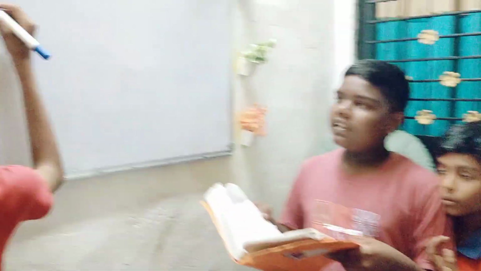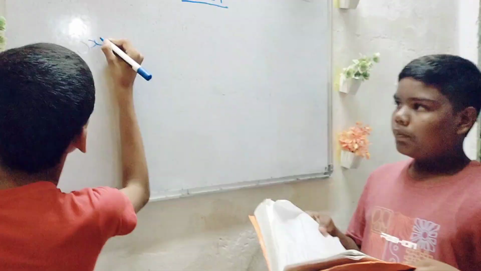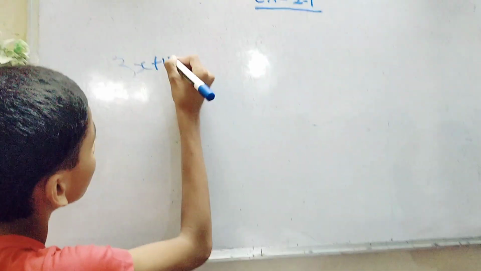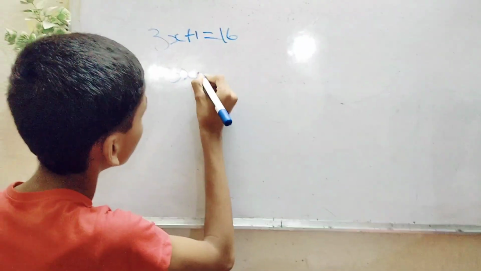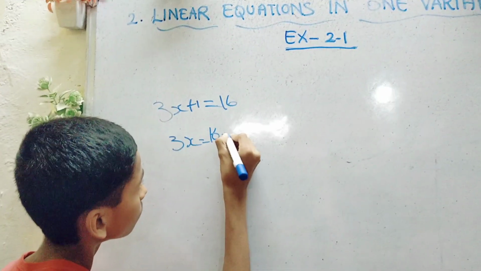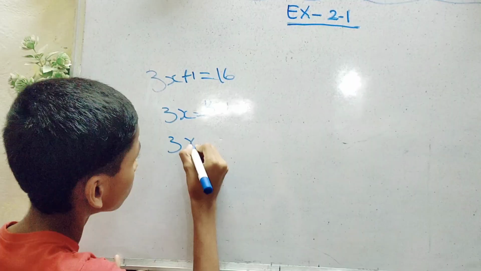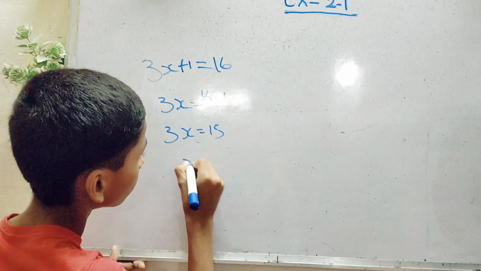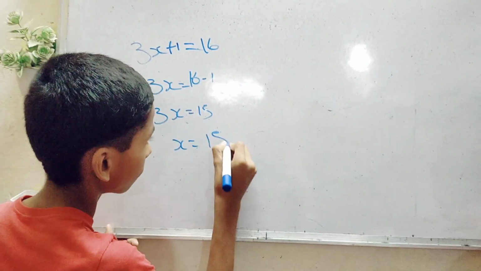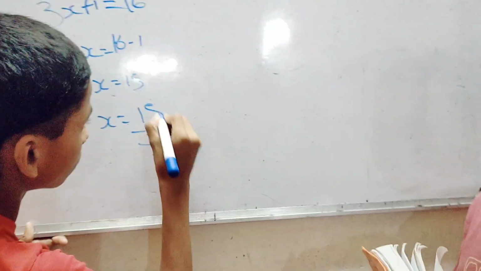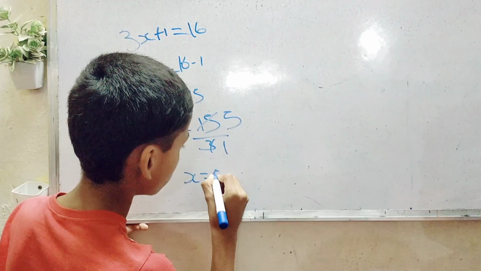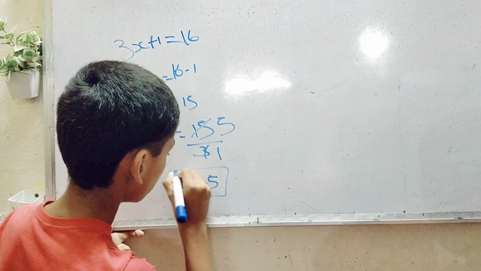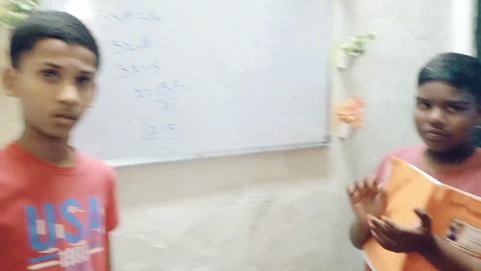Dictate to him. 3x plus 1, 3x plus 1 is equal to 16. Write it a little dark, dear. Yes, do it. 3x is equal to 16 minus 1. 3x is equal to 15. Yes, x is equal to 15 by 3. 3 5s are 15. So x is equal to 5. It is correct, kids? Yes, ma'am. All those who are watching, it is right? Okay, please clap for Hari Prasad.